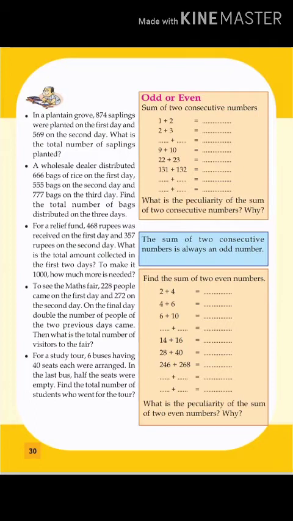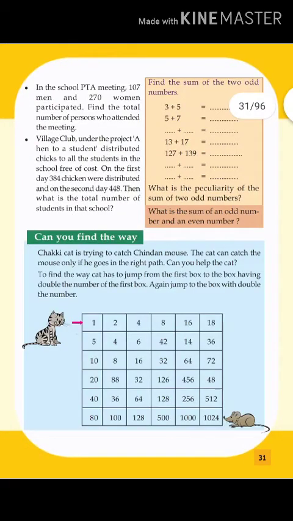Then next problem. In the school PTA meeting, 107 men and 270 women participated. Find the total number of persons who attended the meeting. Do it as a homework. That is, total number of men is equal to 107 and total number of women is equal to 270. Then total number of persons is equal to 107 plus 270. Find out the answer.